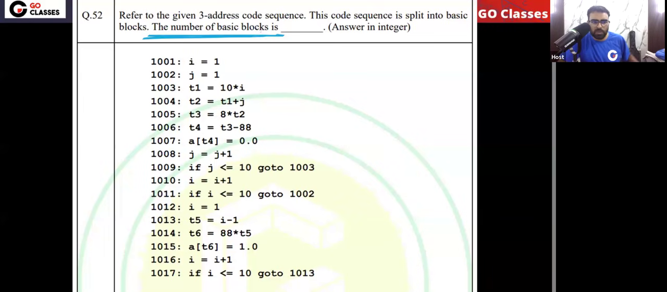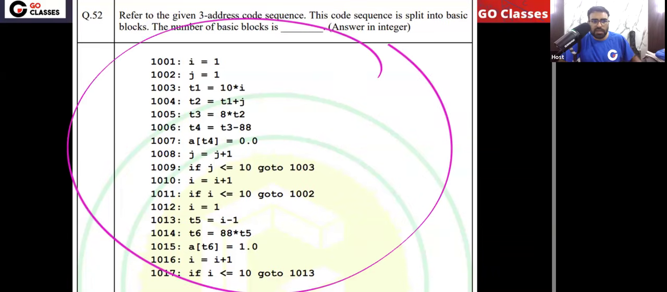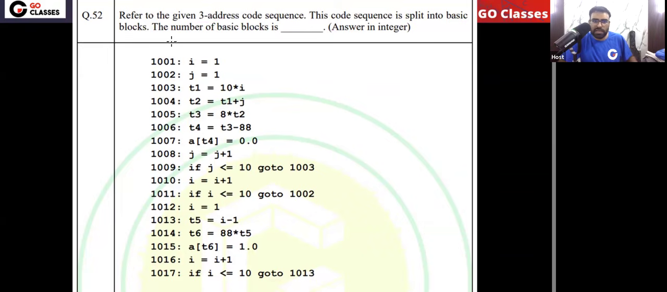The question is asking for the number of basic blocks. Before we solve this question, many students made a mistake. Many students included entry node and exit node in the counting of basic blocks. But remember what I told you? I told you that entry node and exit node are special nodes in the control flow graph. These are not basic blocks.